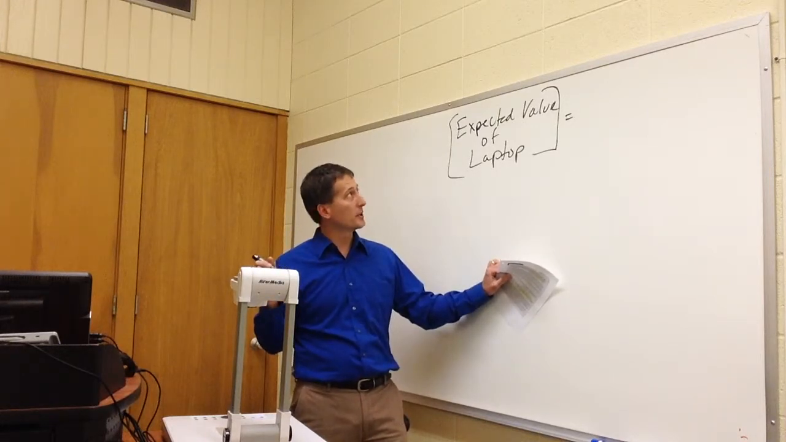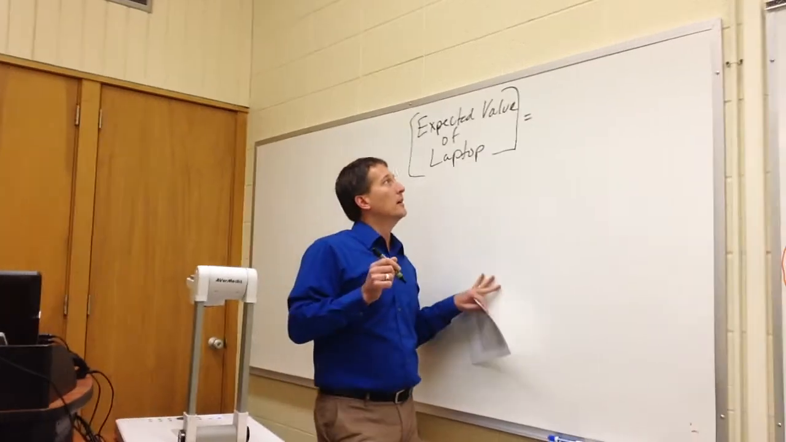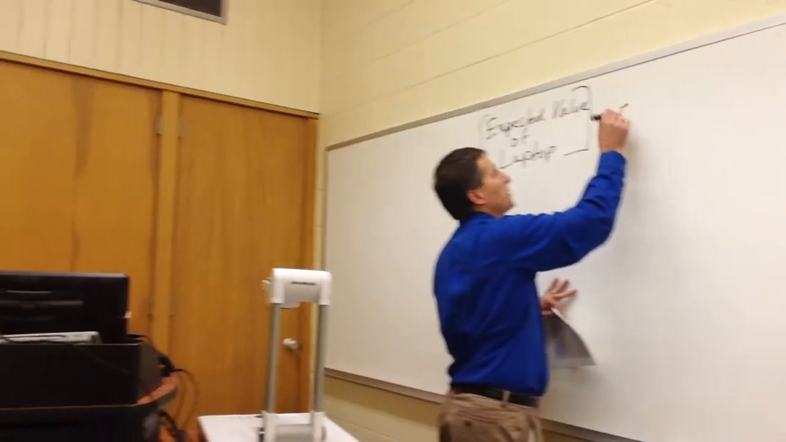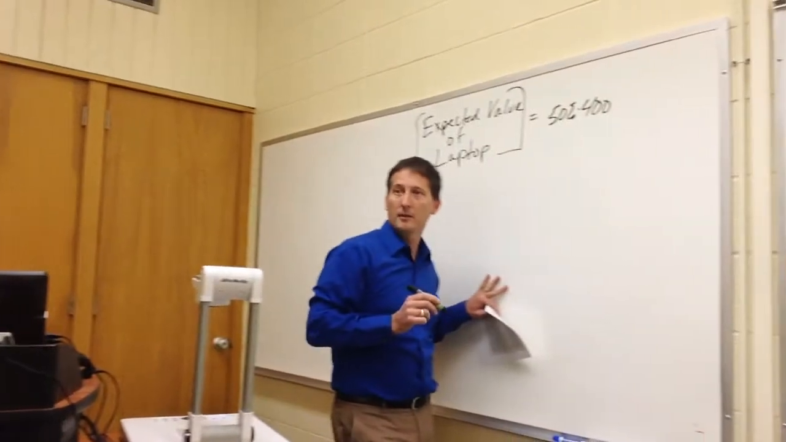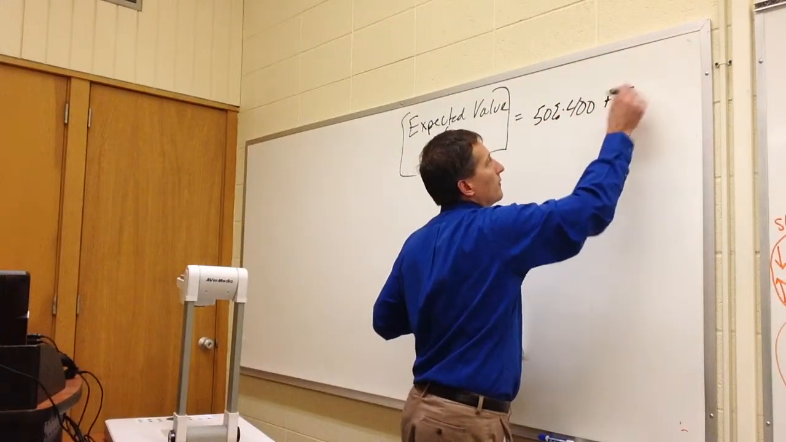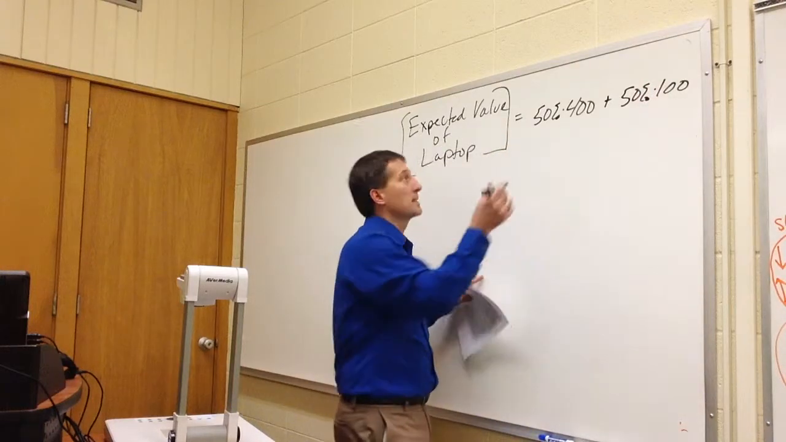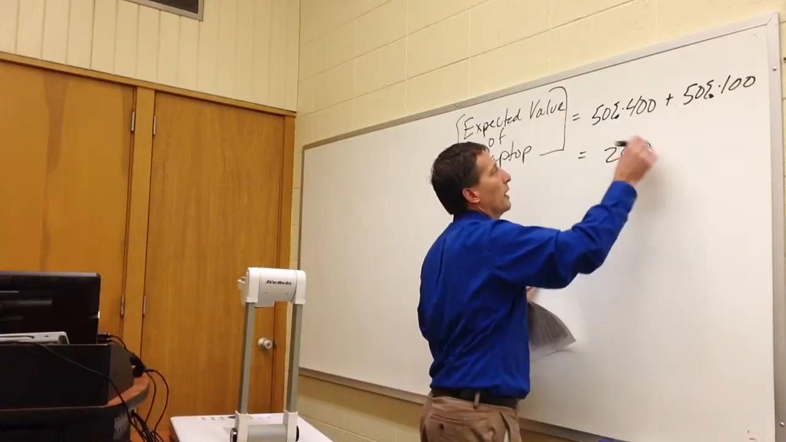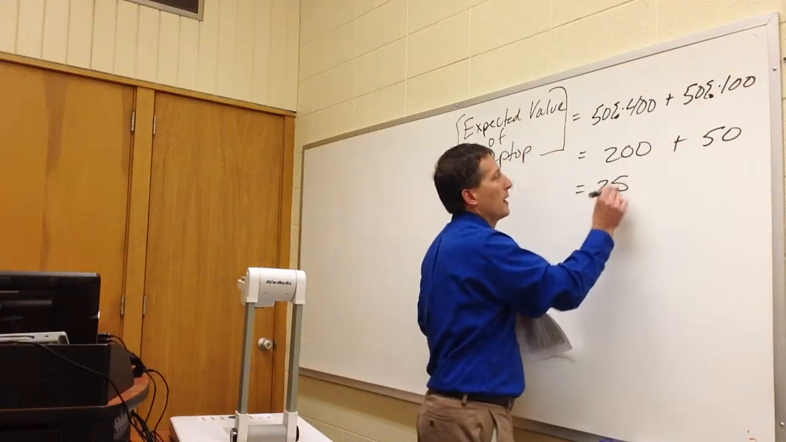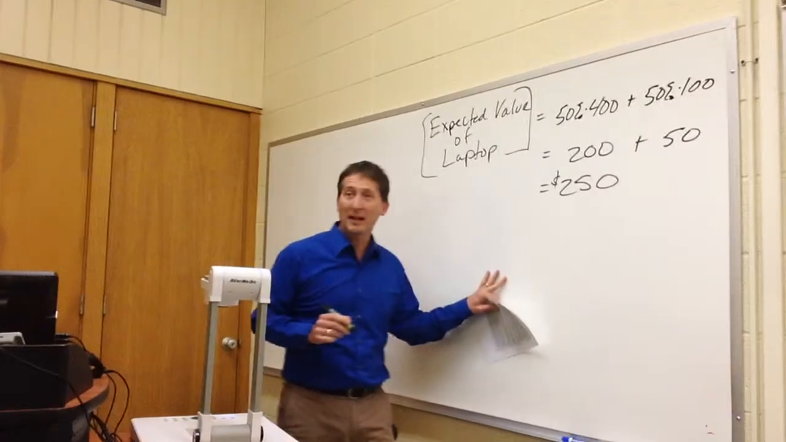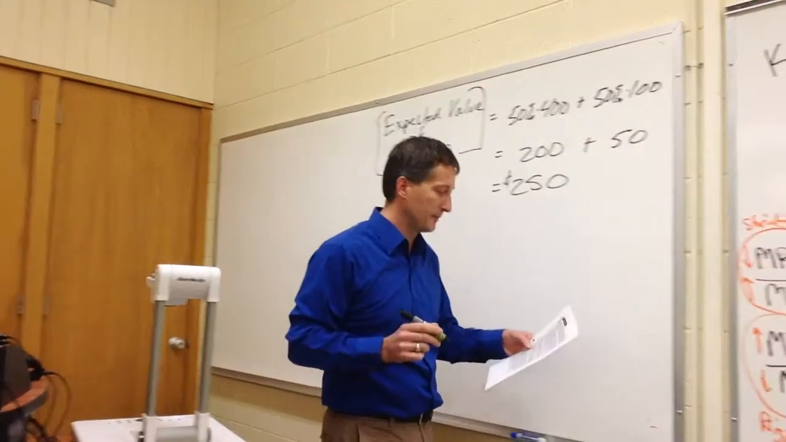Taylor, you want to give me a shot here, what you're thinking? Isn't it 400 times 0.5? Okay, 50% chance of getting the $400 laptop, plus 50% chance of getting the $100 laptop. Good. All right? So my expected value then is 200 plus 50. My unknown purchase has an expected value of 250 bucks, if I believe there's a 50-50 shot.